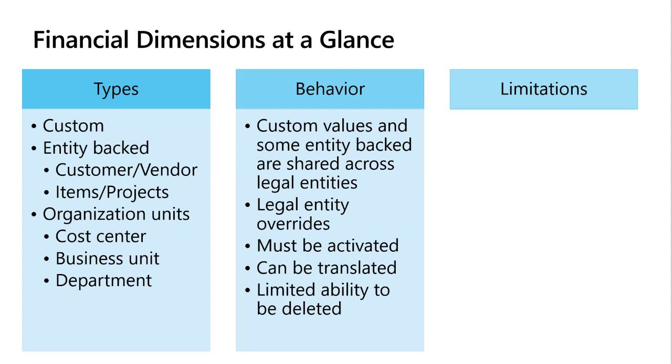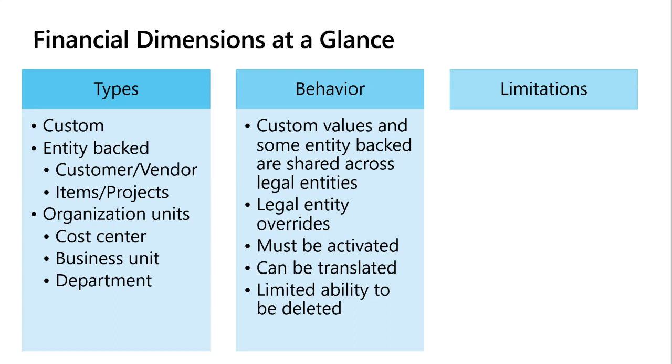The final point for the behavior is related to the ability to delete dimensions. Because of the unique architecture of financial dimensions, dimension values cannot be deleted after they have been selected in a journal or transaction. It is important that dimensions are not deleted through the back end, such as the database or with X++ code, as this can cause downstream data inconsistencies.